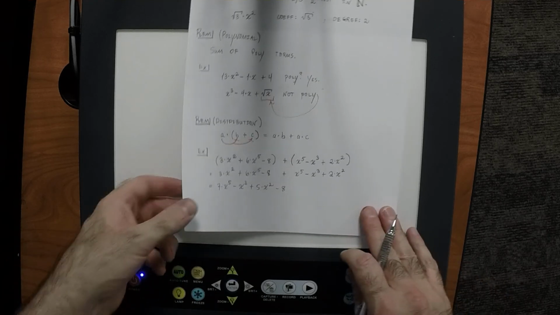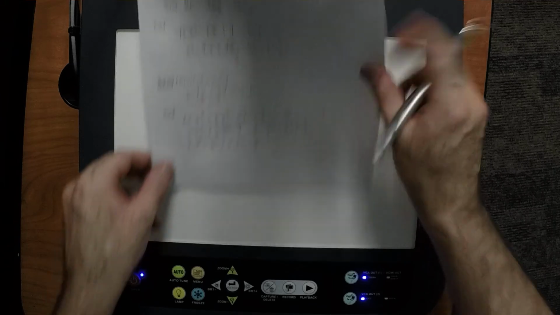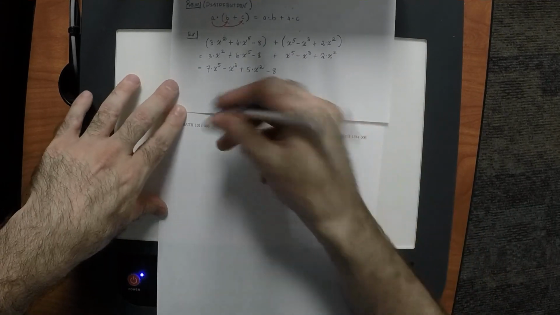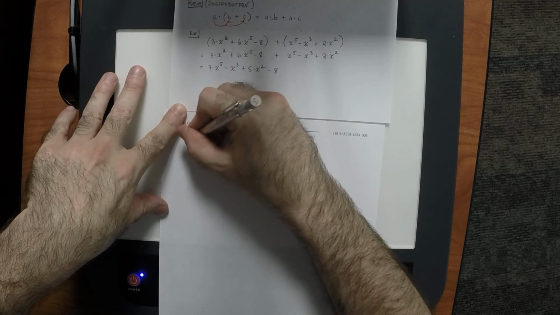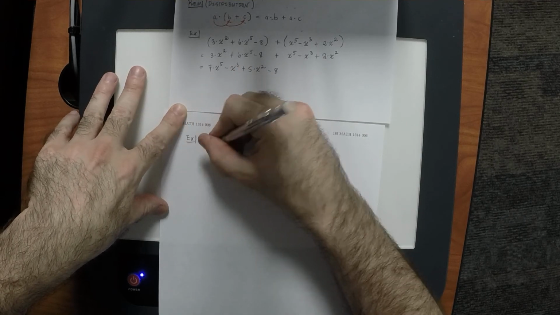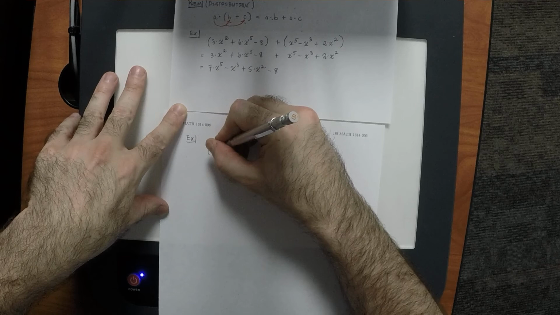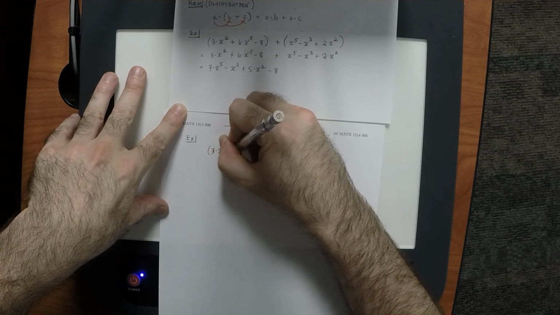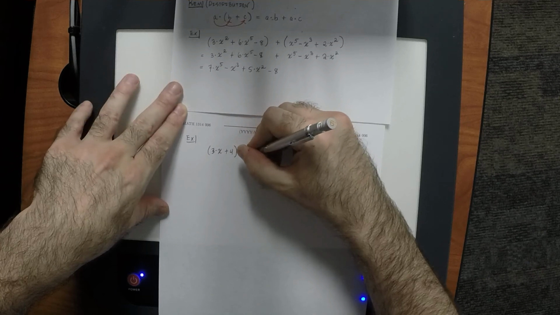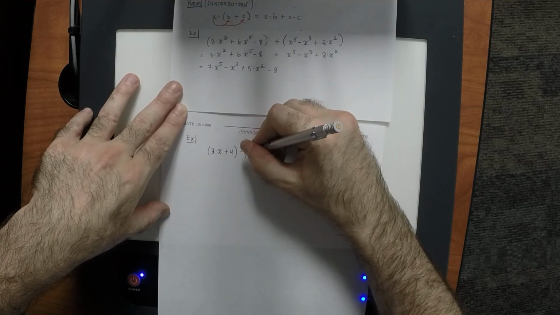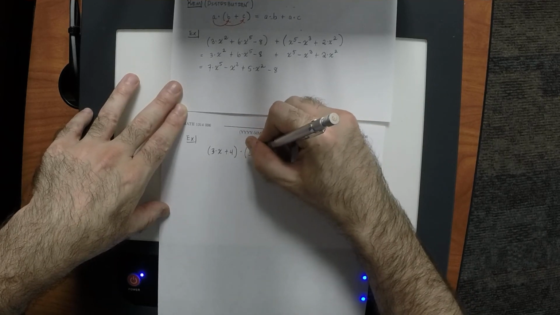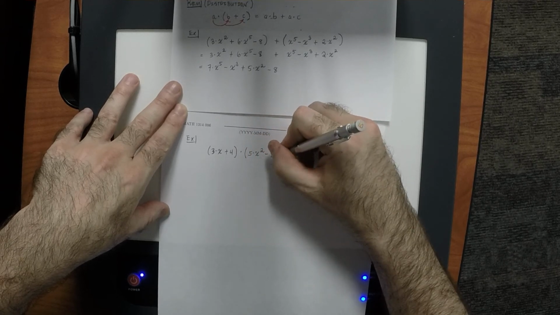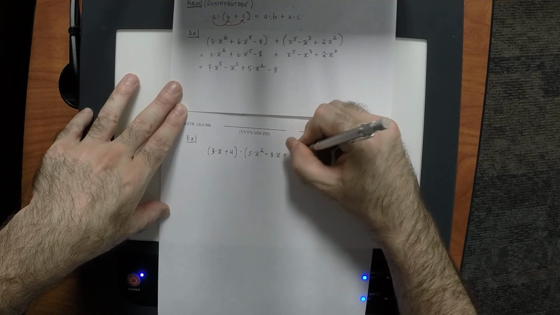All right. So besides that, we can also do this kind of lovely thing here. We can say, well, what if we have, how about 3x plus 4, and we want to multiply that by, say, 5x squared minus 8x plus 7.